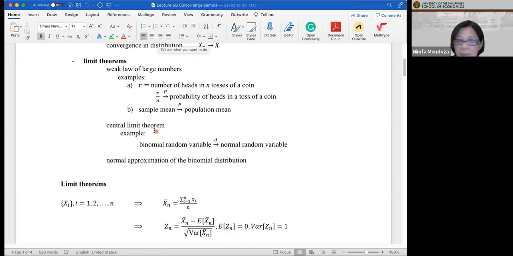For the central limit theorem, I think we will take two versions. One result there is that the binomial random variable, which is a discrete random variable, converges in distribution to the normal distribution, which is a continuous distribution. And we will have an example of the normal approximation of the binomial distribution.